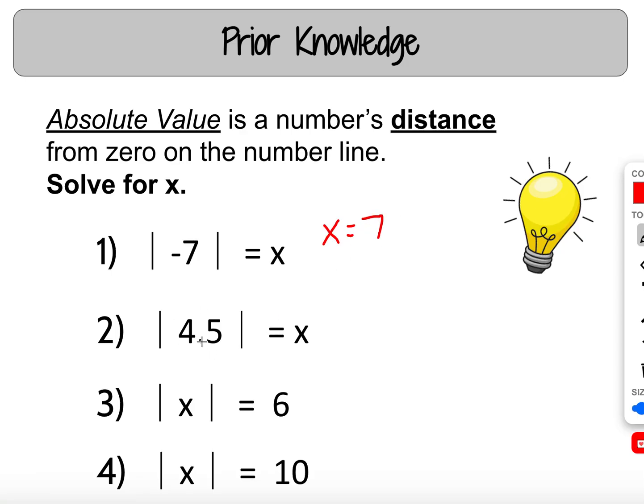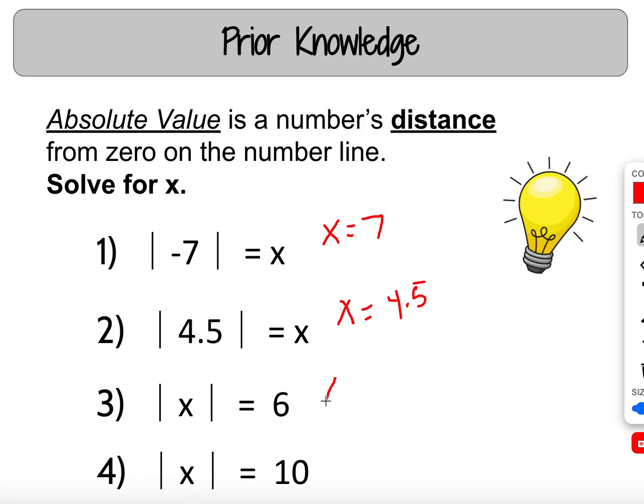Here it's saying what's the absolute value of +4.5? It equals what? And we know that that +4.5 is exactly 4.5 units away from 0. This one is asking us a different question. It's saying the absolute value of what number is equal to 6. So what number has a distance that's equal to 6 units away from 0?